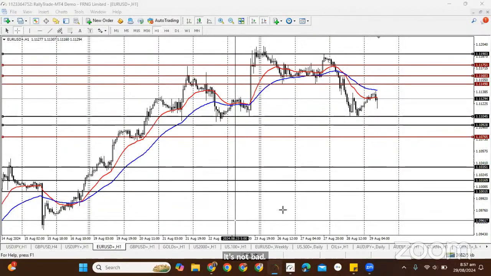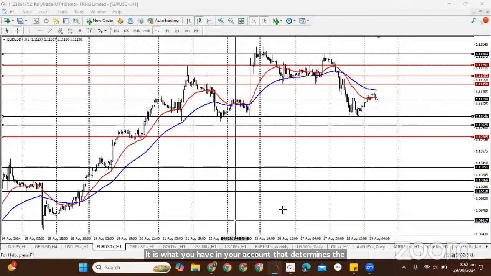Okay, so just you need to check. If you don't want to be making 2,000, you can increase your lot size. Then probably you want to be making 20,000. You can do 0.1, right? But don't forget, it is what you have in your account that determines the lot size you are expected to use. Don't forget that.